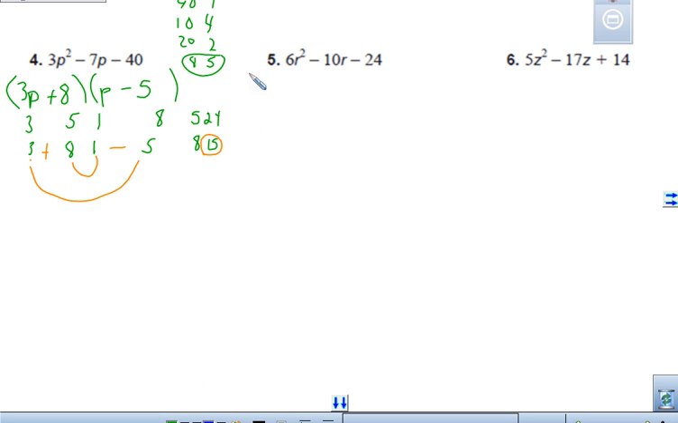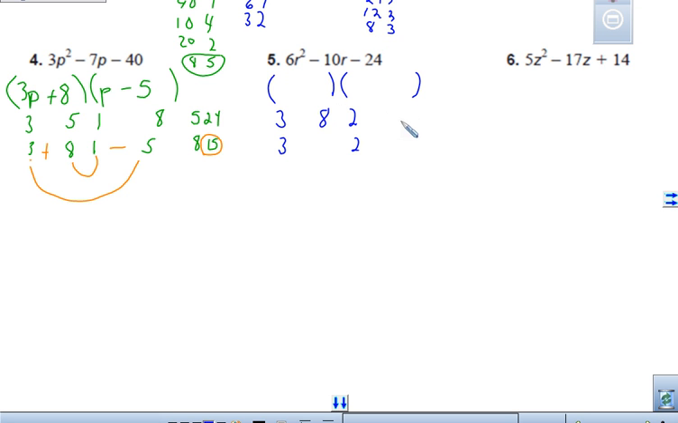Let's try another one. Number 5, I see 6. 6 is not prime, so that's 6 and 1, 3 and 2, 24 and 1, 12 and 2, 8 and 3. So we can't start out because 6 is not prime. So let's go with our strategy of not doing the biggest one. So let's go with the 3 and the 2. So keep those the same. And let's try the smallest over here, 8 and 3.